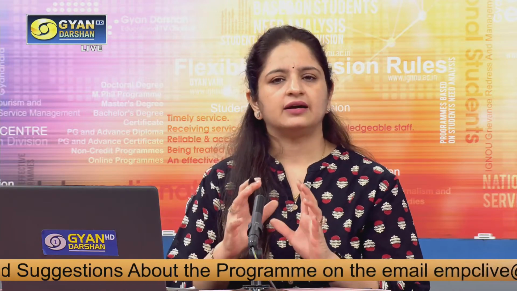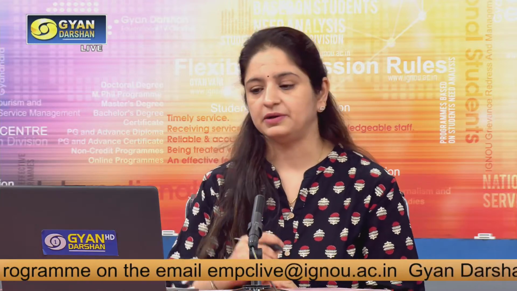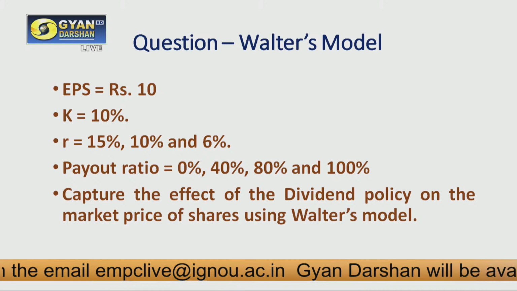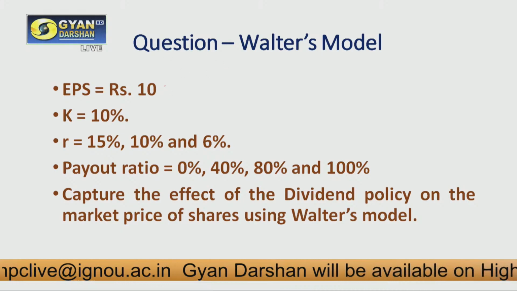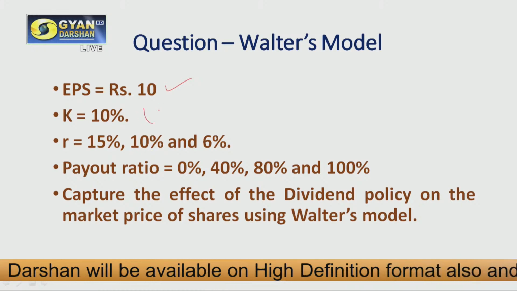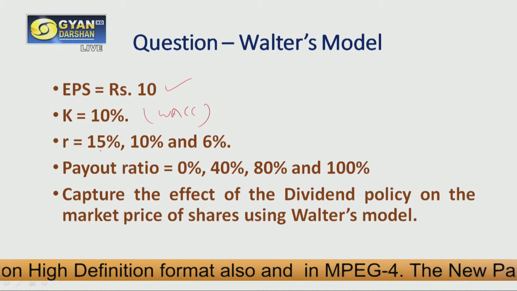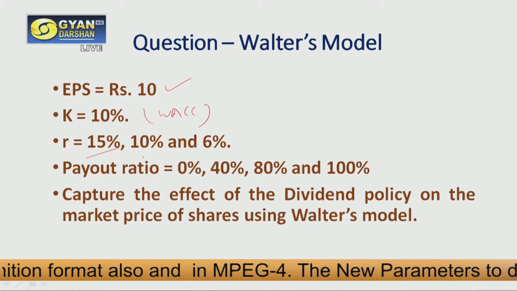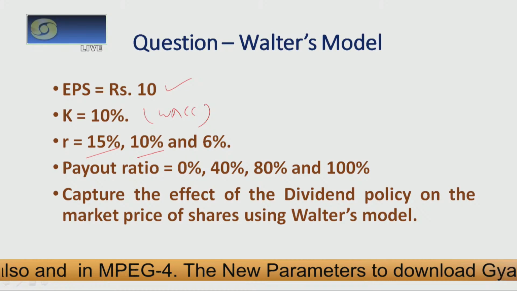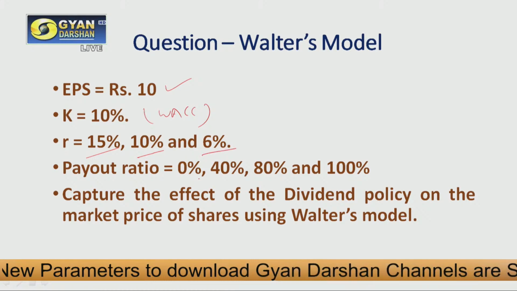Let us try and understand this concept of Walter model with the help of one practical example. The question is visible on your screen. In this case, we are considering EPS as rupees 10. Our cost of capital, or I can say our WACC, is 10%. There are three cases we are considering here: when our R is 15% rate of return, second case 10%, and third case 6%.